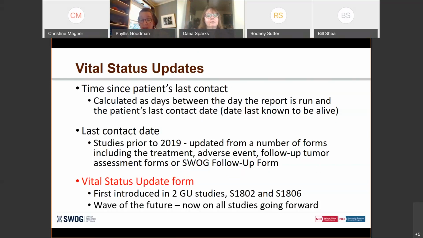But because this process of gleaning the last contact date led to potential errors and additional data collection for sites, for newer studies, we've implemented the use of a single vital status update form. The vital status update form was introduced in 2018 and was first used on the studies S1802 and 1806, but it is now the wave of the future and is being used on all studies going forward.